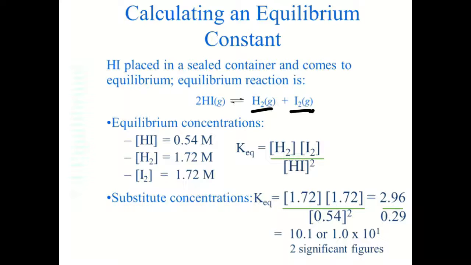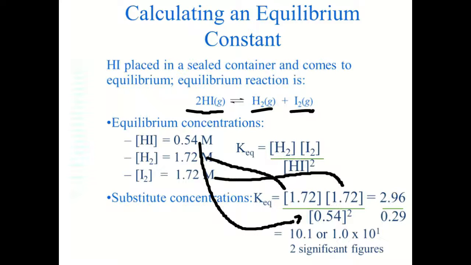You put the H2 on the top and the I2. Do you agree with those two? Divided by HI but squared. Correct? Now plug in the number for H2, 1.72, multiplied by 1.72 and divided by 0.54 squared. Is that making sense? Then you solve and you should get this answer, 10.1. So they're very straightforward problems, okay?